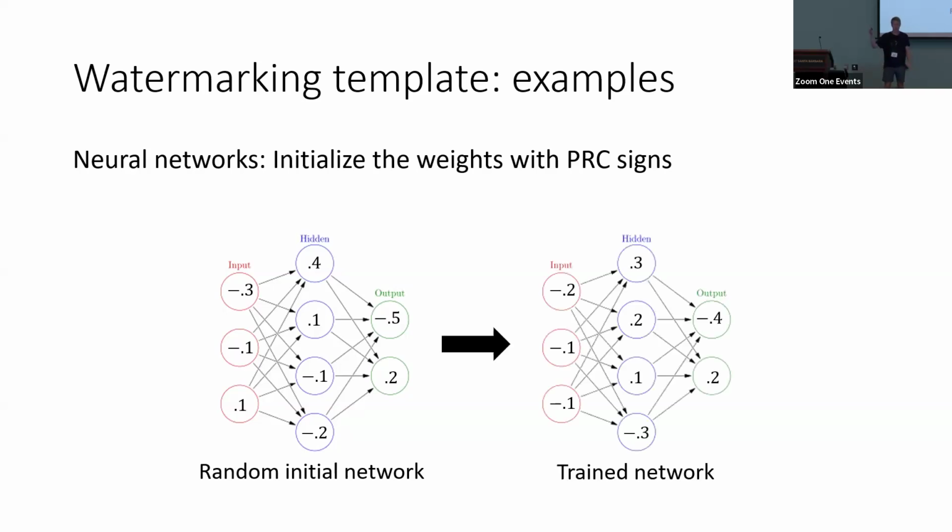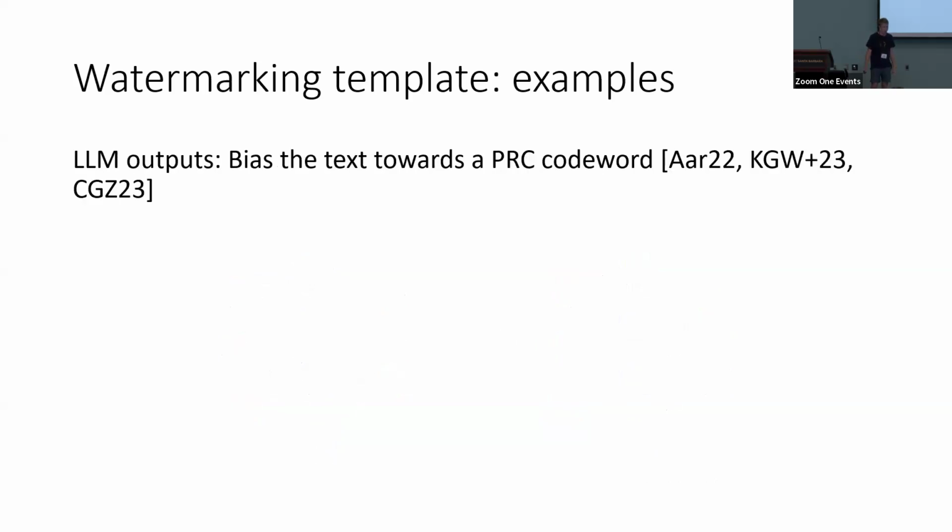And then as long as training preserves some epsilon fraction of the signs, or half plus epsilon fraction of the signs, then you can still detect the watermark in the weights of the trained neural network. So, yeah. Okay. And then finally, there's a line of work about watermarking for text. We talk about this a lot in the paper.